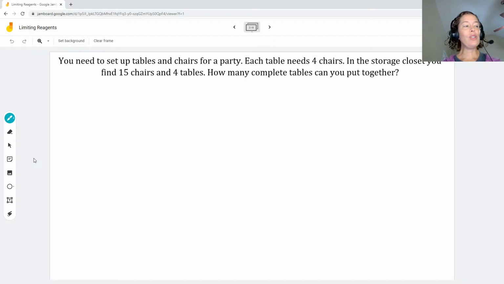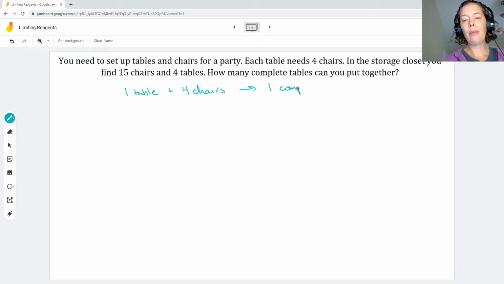So what I'm going to do first is I'm going to set up a balanced chemical equation. You're like, tables and chairs, what? But let me show you what I mean. So my equation is going to be 1 table plus 4 chairs is going to give me 1 complete table.